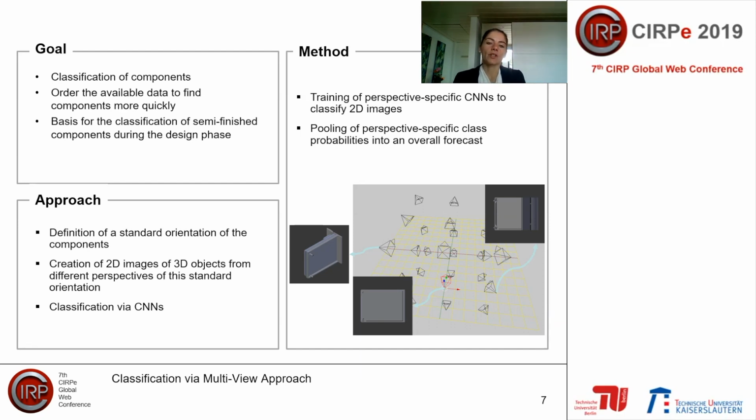So therefore, we trained perspective-specific CNNs to classify those 2D images. And as you can see on the picture on the bottom right, we used 26 different cameras, so 26 different perspectives, and combined the opposing perspectives into one CNN. So this means that we had 13 different CNNs for our 26 different perspectives. And in the end, we pooled the perspective-specific class probabilities into an overall forecast.